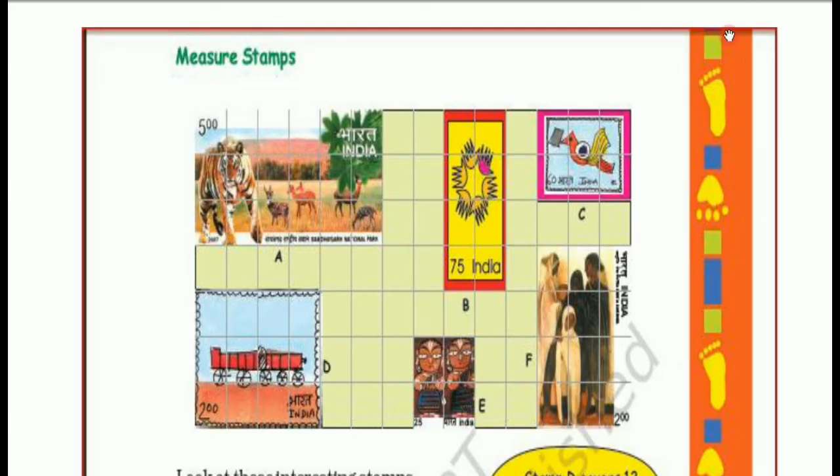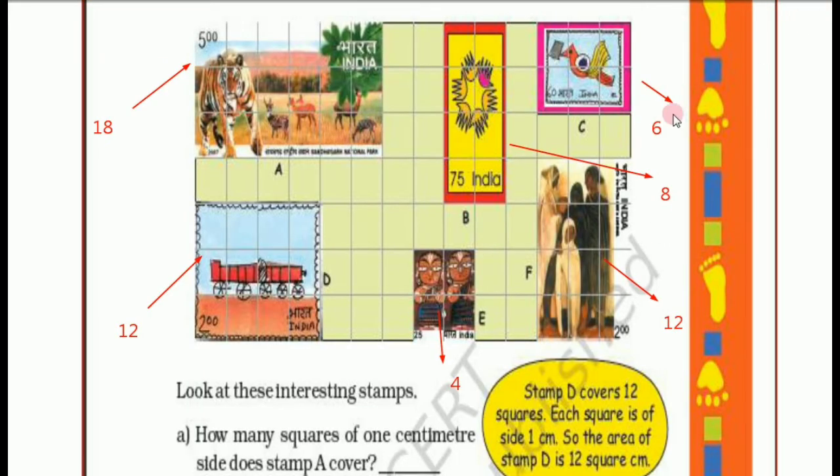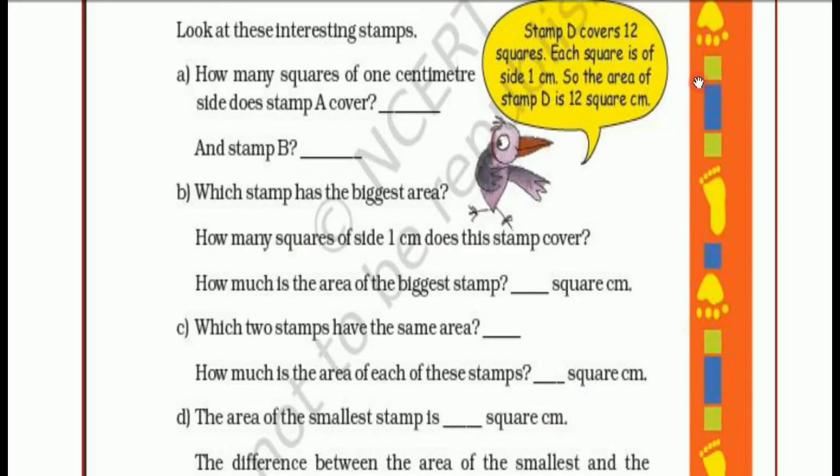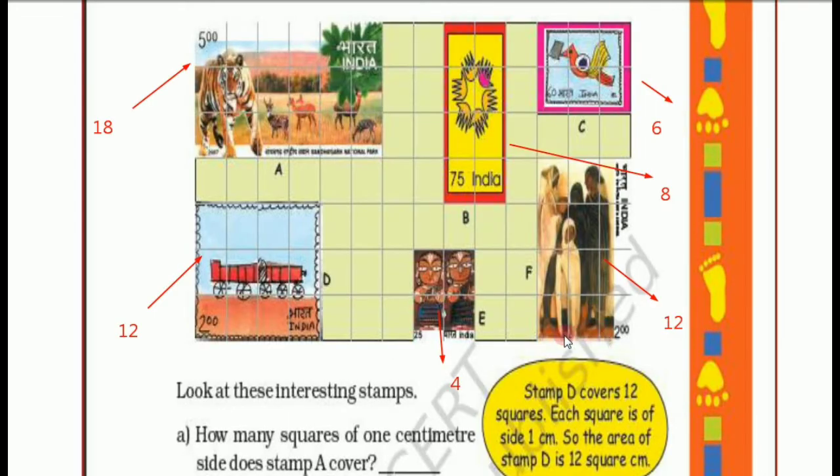Let's move on to the next page, page number 35. Here different types of stamps are given, and they are named A, B, C, D, E, F. Let us see some questions given below. To find out the area of all these stamps, we have counted the squares inside it. 1, 2, 3, 4, 5, 6, 7, 8, 9, 10, 11, 12.